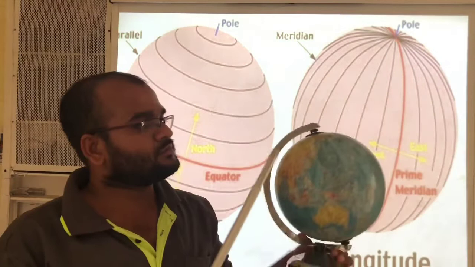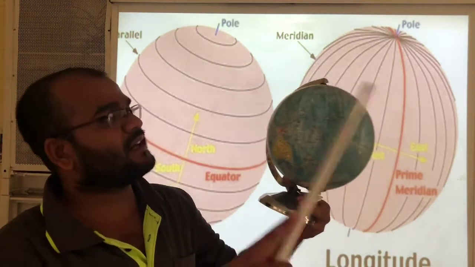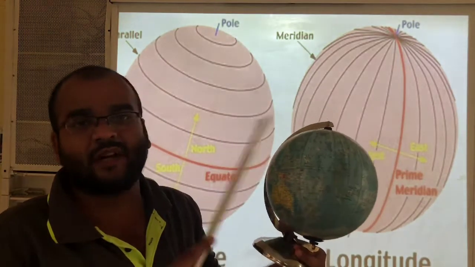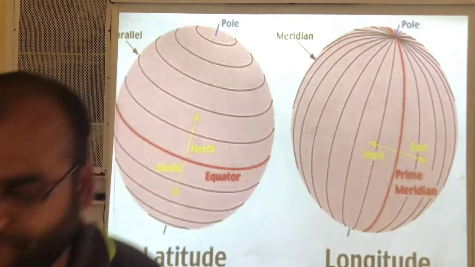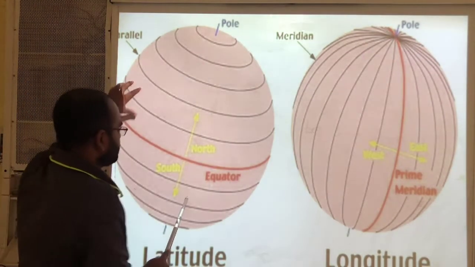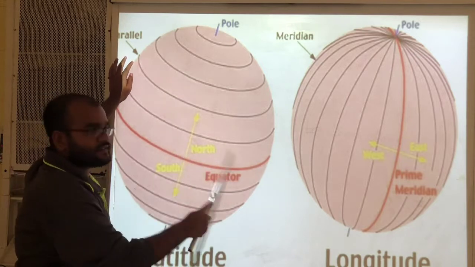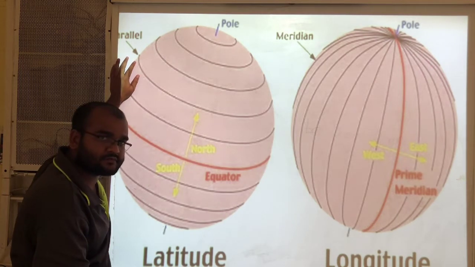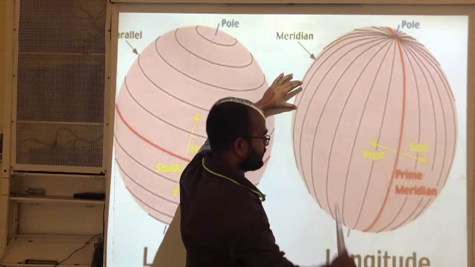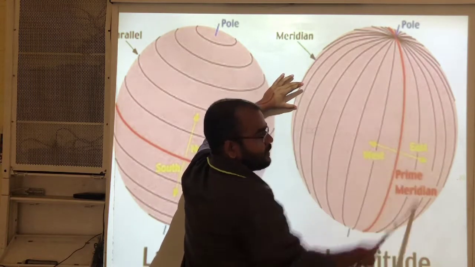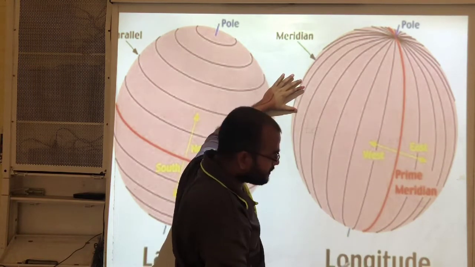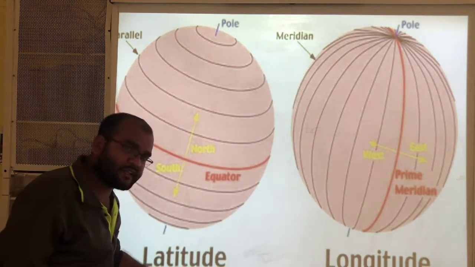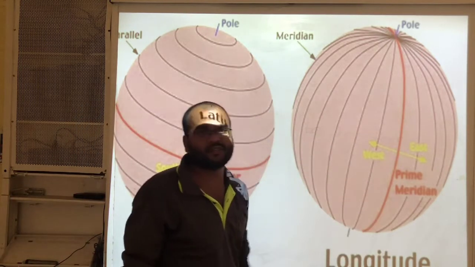Just now I told you that this globe contains some horizontal lines and some vertical lines. So what are those horizontal lines and vertical lines? Let us see now. See here, all these are horizontal lines. These horizontal lines are called latitudes. And see here, vertical lines, vertical like this. All these vertical lines are called longitudes. So horizontal lines are called latitudes, vertical lines are called longitudes.